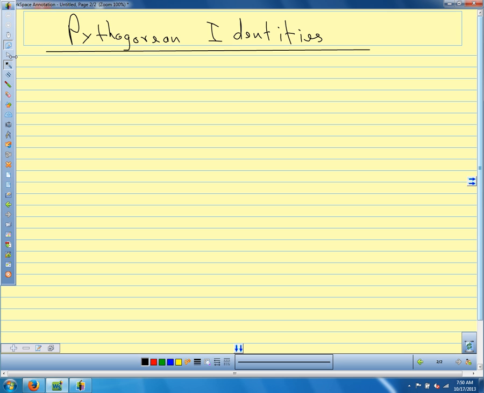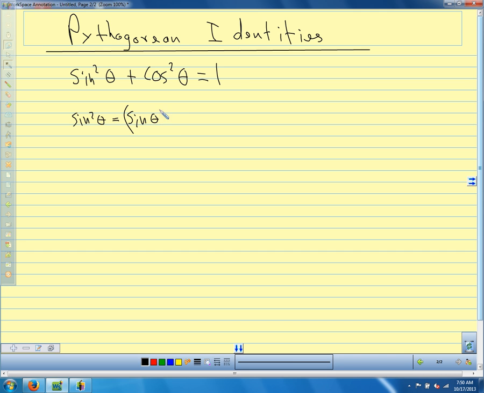This first one is probably the most important identity in all of trigonometry. The Pythagorean identity, the first one, the primary one, says that sine squared theta plus cosine squared theta equals 1. And here, when I'm writing sine squared, this is shorthand for sine of theta, squared. So I'm squaring the whole thing. That's what this means. So this is our Pythagorean identity. We'll talk about where this comes from in two different ways.